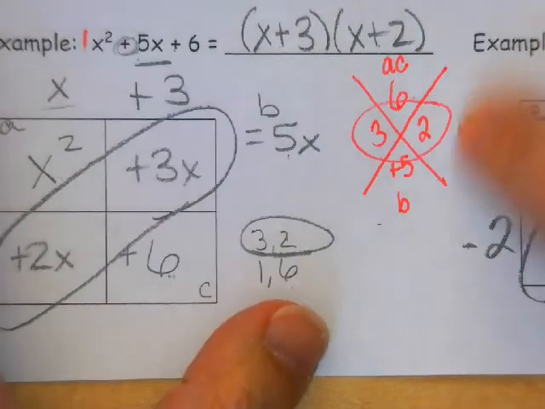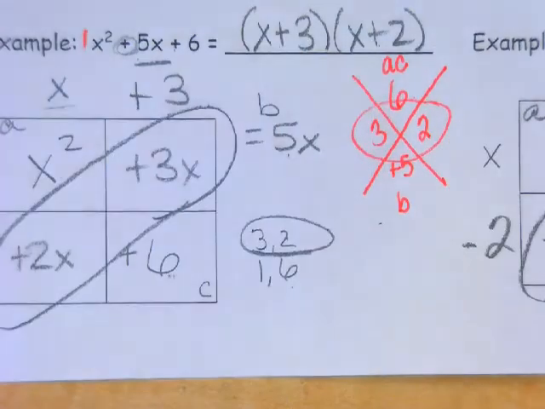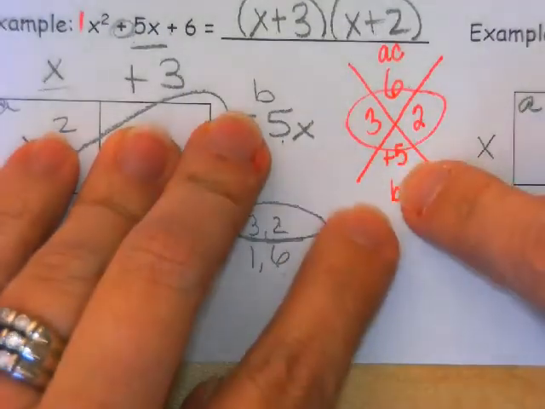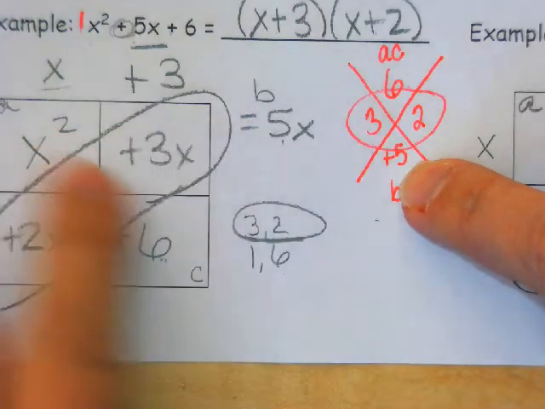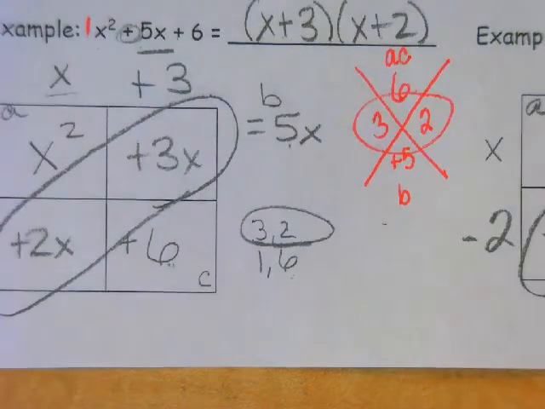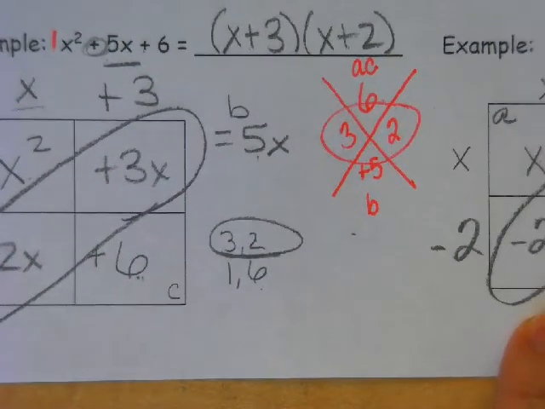Okay, so once I get this, then I can write x plus 3, x plus 2. You're finished. Do you see that? Because these two multiply to give you this, and these two add to give you this. You see how the cross puzzle works? You're just not having to draw the big giant box. Okay? You want to see it on the next one?